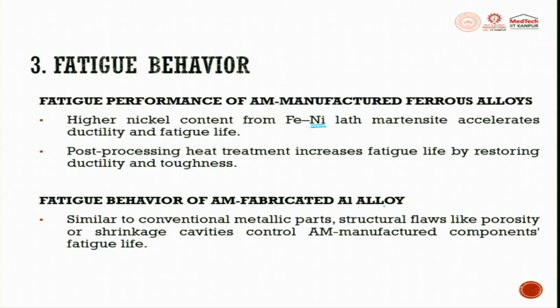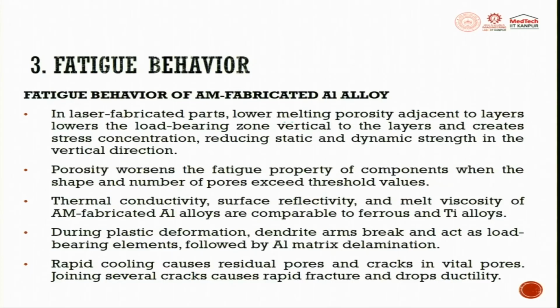The fatigue life of AM aluminium alloy is, you can see, similar to the conventional metallic part: structural flaws like porosity or shrinkage cavity control the additive manufactured part. In the laser fabricated part, lack of melting porosity adjacent to the layer lowers the load bearing zone vertical to the layer and creates a stress concentration, reducing static and dynamic strength in the vertical direction. Why is it reducing in the vertical direction? This is also an important inference which you have to look into.